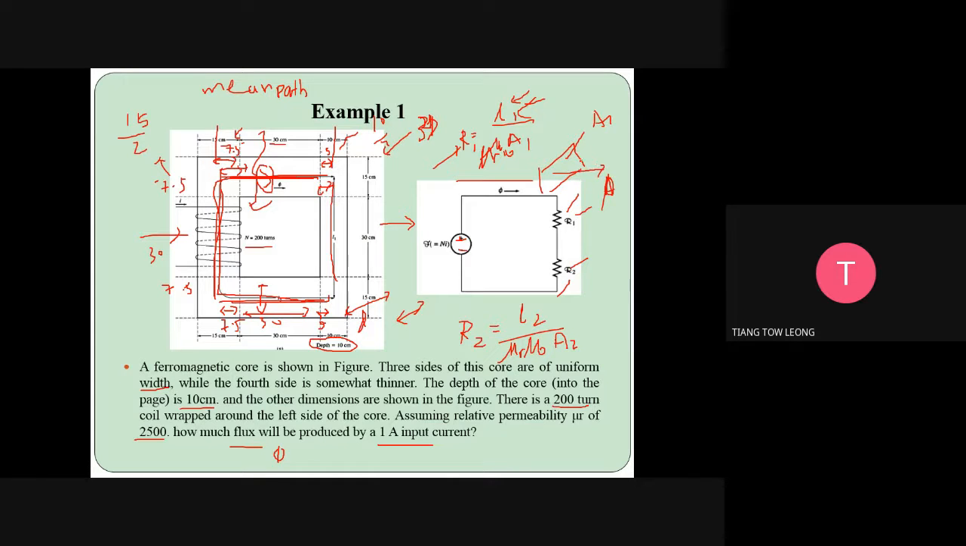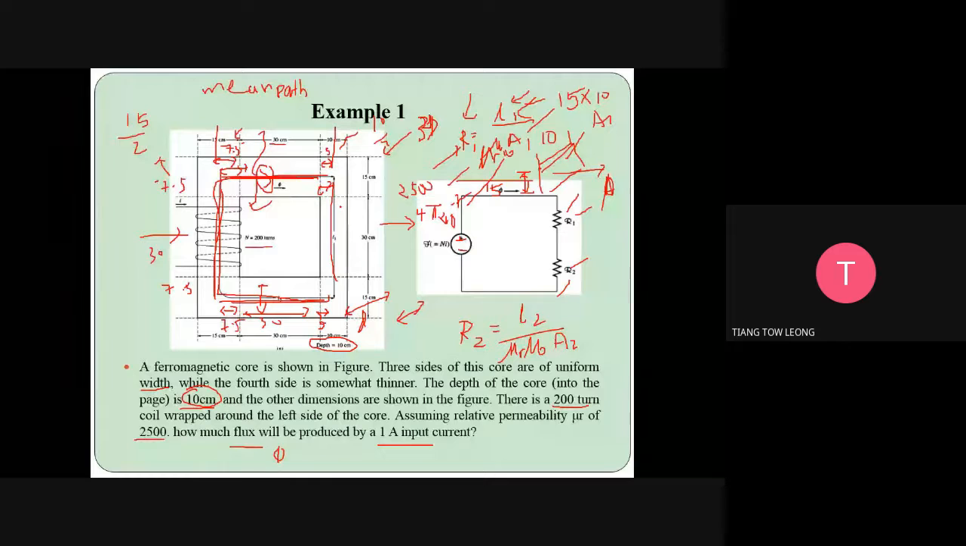So area, how to do that? So this is 15, right? 15, and then we times the depth. The depth is 10, given by here. So this is the area. So A1 will be 15 times 10. Then mu_r is 2500, given. Mu naught is 4 pi times 10 to the power minus 7. This is R1. Then we use calculator to calculate, then we get R1. Okay? After that we calculate R2.